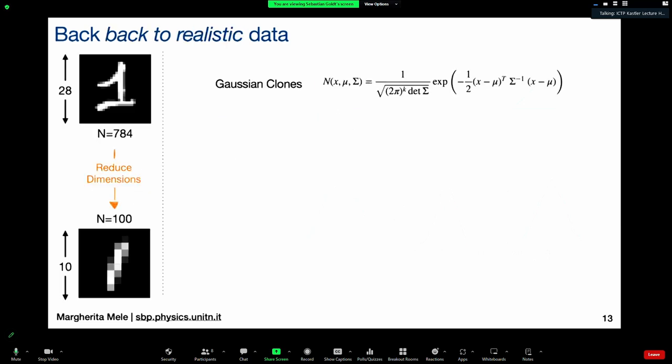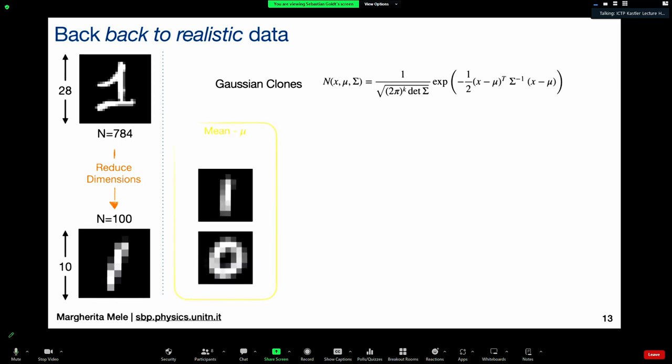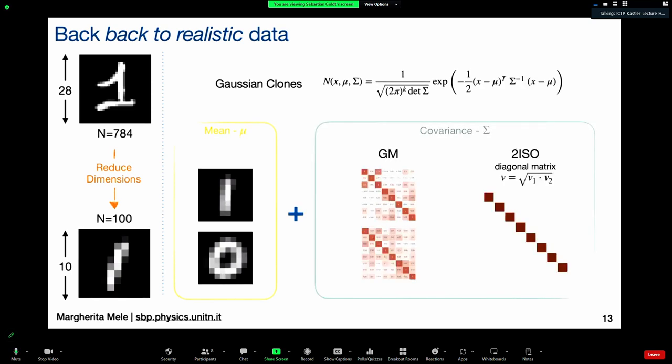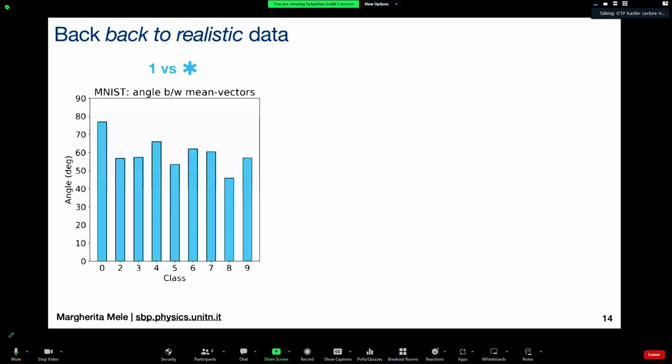So let's try to remove it from our data. And in order to do so, let's consider Gaussian clones in a smaller dimension. So this is MNIST in 10 by 10, 100 dimensions. And let's keep the information stored in the mean and consider two different approximations for the covariance. The GM, for which we are keeping all the covariance, and the double isotropic, for which the covariance matrix is a diagonal matrix, and it is the same for the two classes, okay?